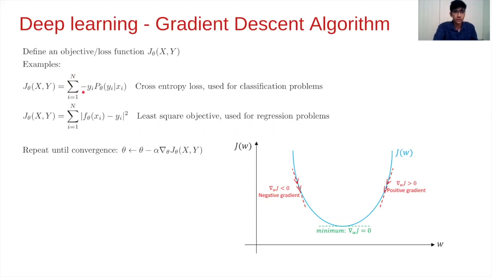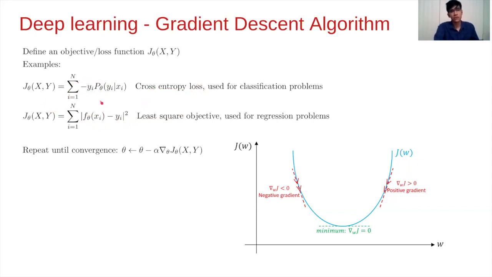And then there's a negative sign, and then y_i is the true class, whether the ith example is a cat or a dog. And p theta of y_i given x_i is, given the x_i, what is the probability that our model assigns to y_i? So we want to minimize this term, and this is our objective. And this is really a classification problem, because we are classifying a dog from a cat. And here we have another example. This is called the least square objective. So depending on your problem, first you really need to define what is your objective function.